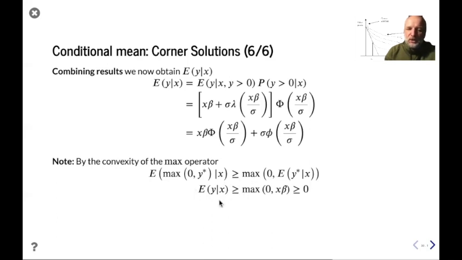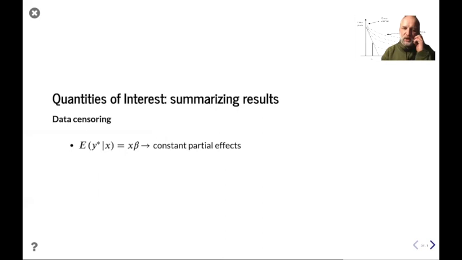Here again, this means that the expected value is going to be bigger than the max of x beta, which is positive. You can illustrate that. So this regression function is always going to be bigger than the regression line had you observed the underlying latent variable. It kind of makes sense, right? Because especially in areas where there's a probability of being around the truncation point, you will have a larger effect. I'm going to illustrate that in just a second.